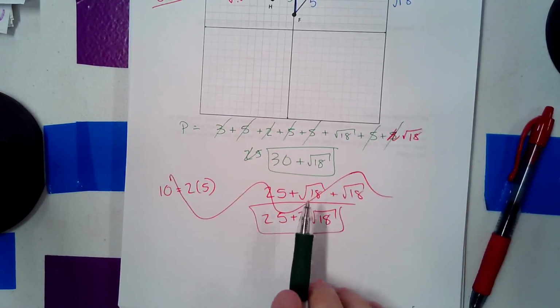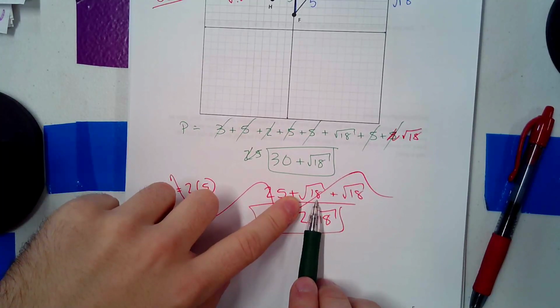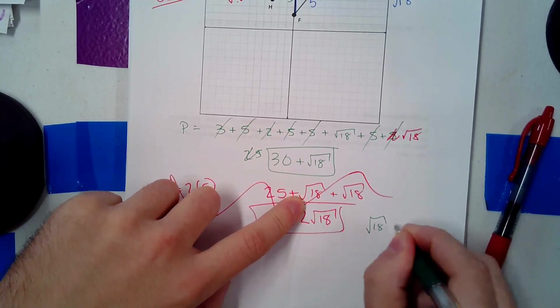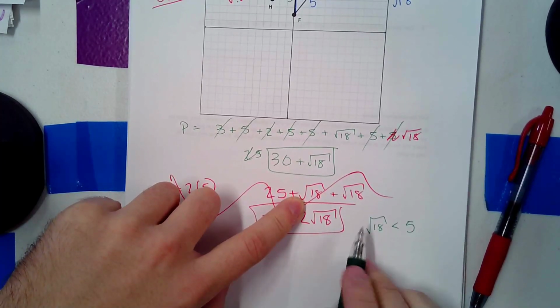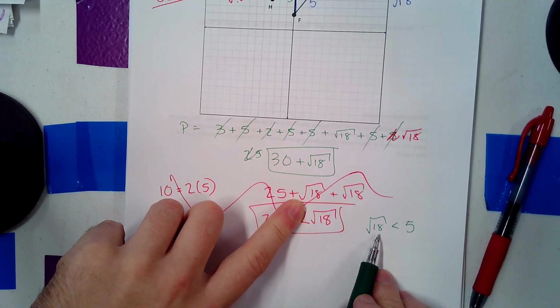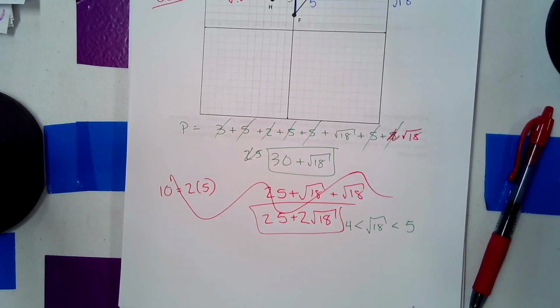So, root 18, is it bigger or smaller than 5? How do you know it's smaller? Because root 25 is 5, right? So root 18 has got to be smaller than 5, because root 25 is bigger than root 18. Now, what about the next square number we know? 16, root 16. Is root 18 bigger or smaller than root 16? It's bigger than root 16. So it must be between 4 and 5.